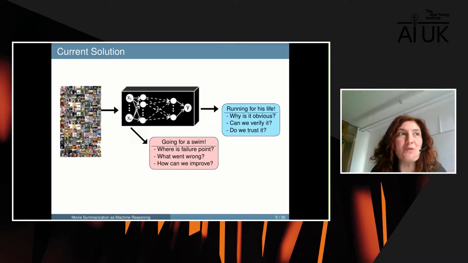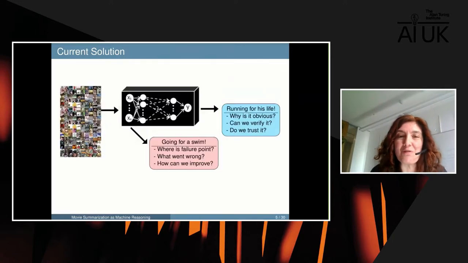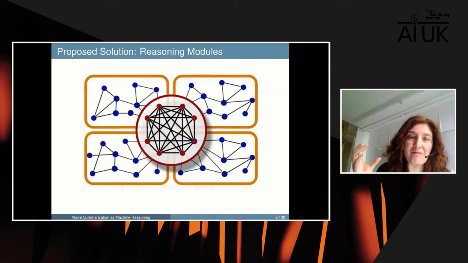But irrespective of the answer, what you want to do is to pick holes in this neural network and try to understand why it's coming up with the answer it is coming up with. Why is it obvious? Can we verify it somehow? Do we trust it? And when things go wrong, we want to find out what went wrong and where. Okay, so what I'm going to try to convince you of in this talk is that instead of having this big fat monolithic neural network, we want to have different modules, each targeting a reasoning task, and then we will have to learn somehow a reasoner, and the reasoner will know which reasoning modules to switch on and off in different situations.